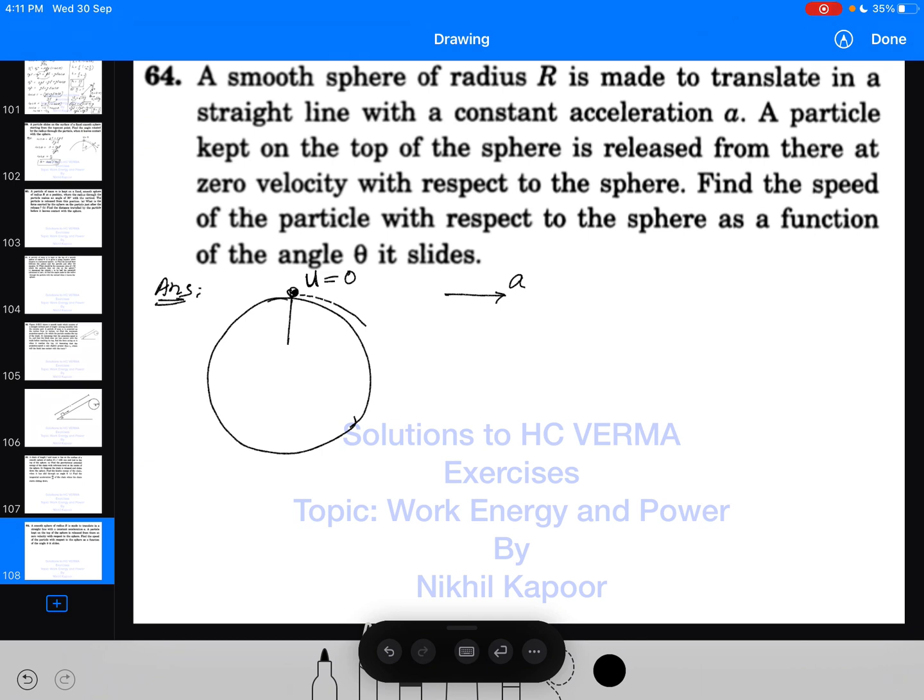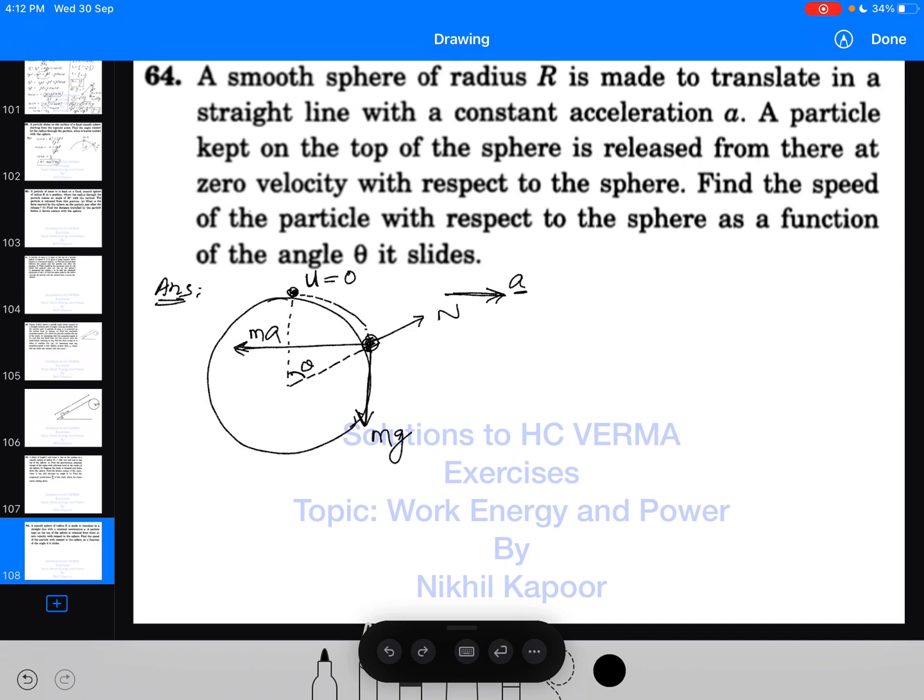Okay, so as it slides down, let us suppose the particle reaches this position, say by turning an angle theta. In that case, the various forces acting on it would be: the weight mg acting in the downward direction, and the normal reaction acting perpendicular to the surface, along the radius, away from the center. As we have to find everything with respect to the sphere, and the sphere is going with acceleration a, the particle will experience a pseudo force ma in the opposite direction.